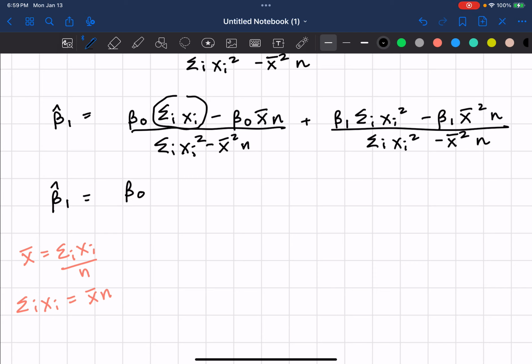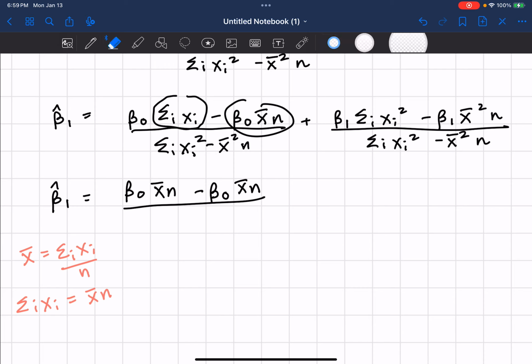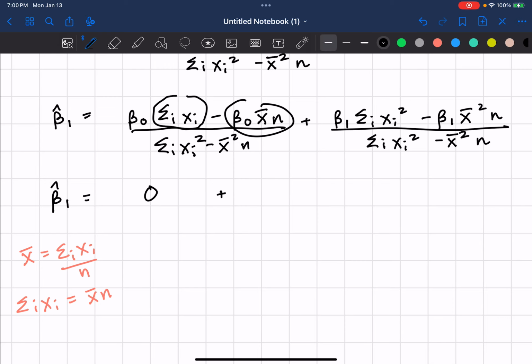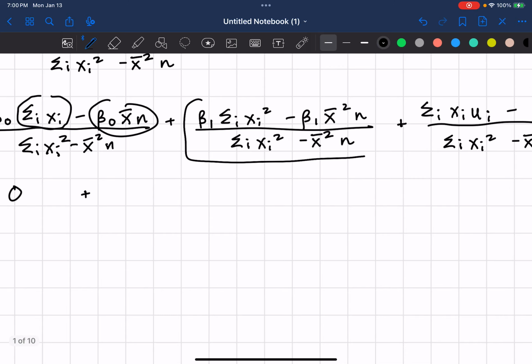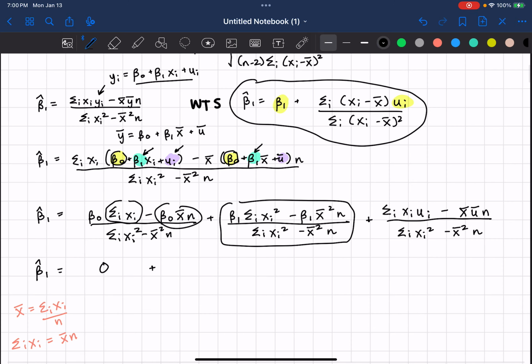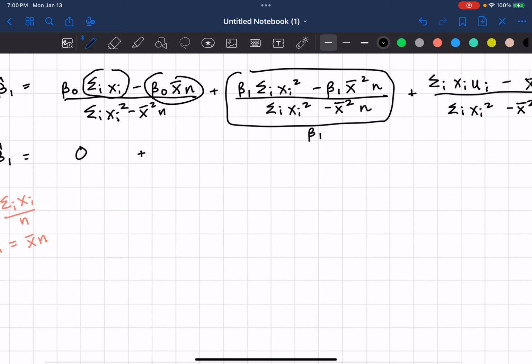If I make the substitution for sum I xi, we get beta naught x bar n minus this term, beta naught x bar n divided by the denominator. And we get beta naught x bar n minus beta naught x bar n. This term goes to 0, so I'll just write 0 here. Plus, now let's work on this beta 1 term. Notice in the thing that I want to show here, beta 1 stands alone. So I have to argue that this term simplifies just to beta 1. So let's see how that holds.